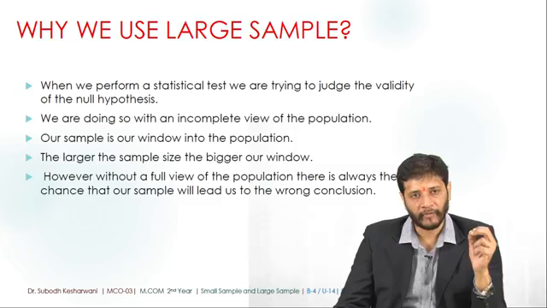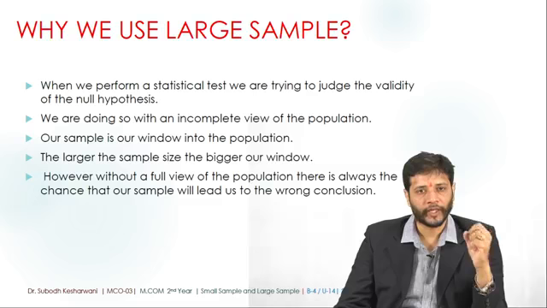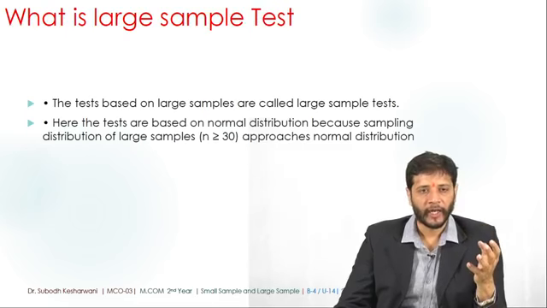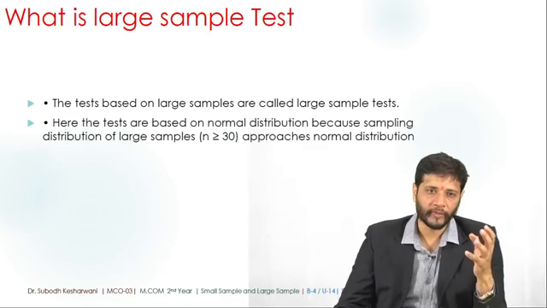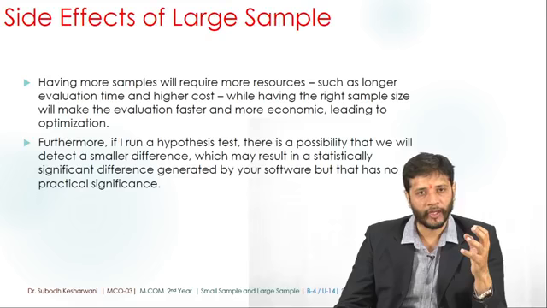So why do we use a large sample? When we perform a statistical test, we are trying to judge the validity of the null hypothesis, and we are doing so with an incomplete view of the population. The larger the sample size, the bigger our window. However, even with a big view of the population, there is always a chance that our sample will lead us to the wrong conclusion. The tests based on large samples are called large sample tests, and they are based on the normal distribution, because the sampling distribution for a large sample, where n is greater than or equal to 30, approaches the normal distribution.